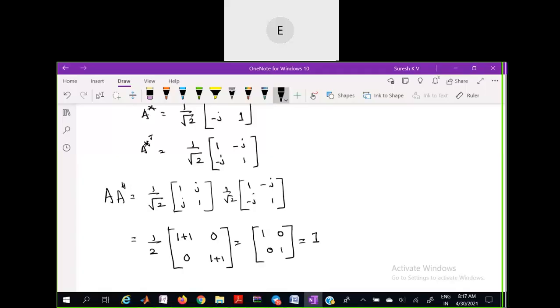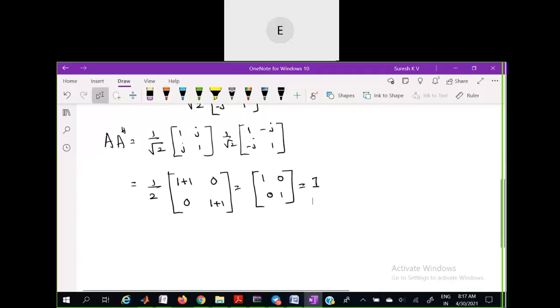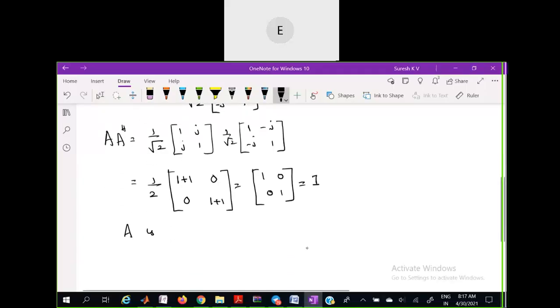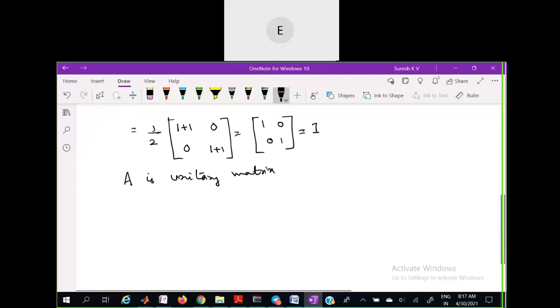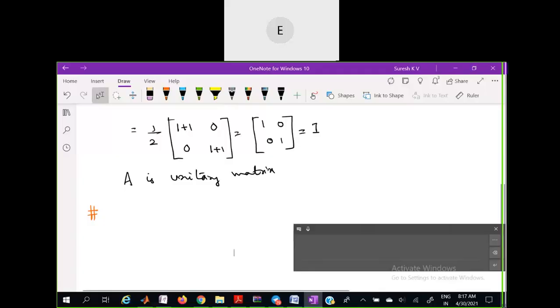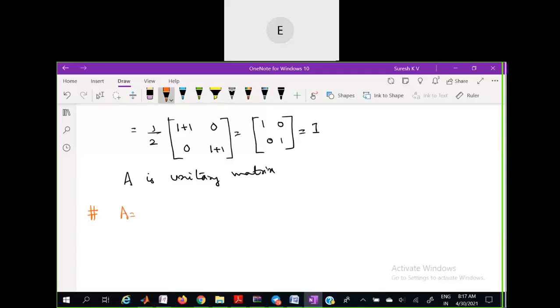Any doubt? No, sir. So I can conclude that A is a unitary matrix. Now let us take a second problem just to verify. This has to be done by you. Here A is [2 j; minus j root 2].